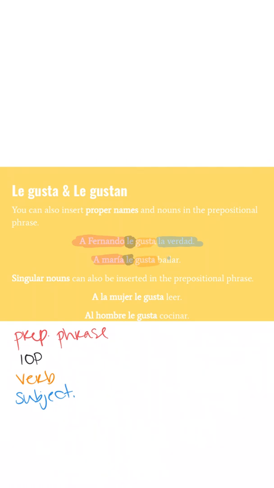And then we have bailar as our subject. Okay. It says down below that singular nouns can also be inserted in the prepositional phrase. So, for example, if I just wanted to say the woman likes to read, that would look like a la mujer. Then we have le and gusta, and then our subject is leer. Okay. And then the final one down below, we have al hombre, le, and going back here to gusta, and por supuesto, cocinar is our subject.